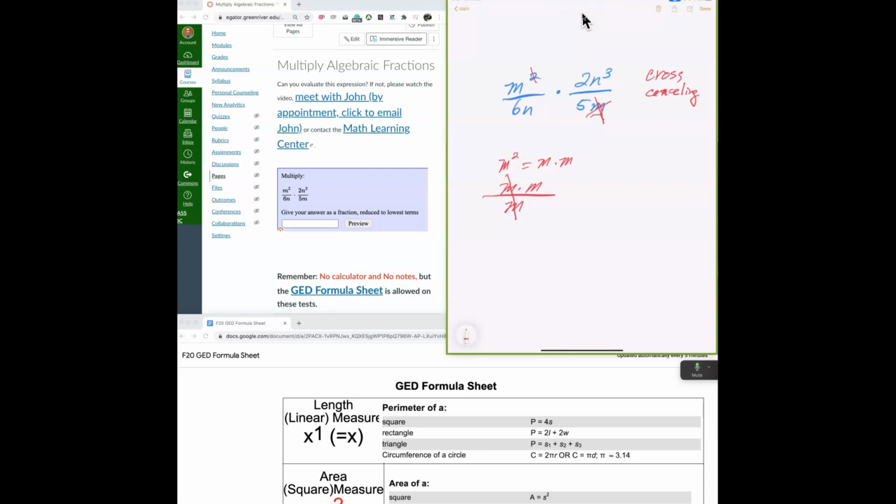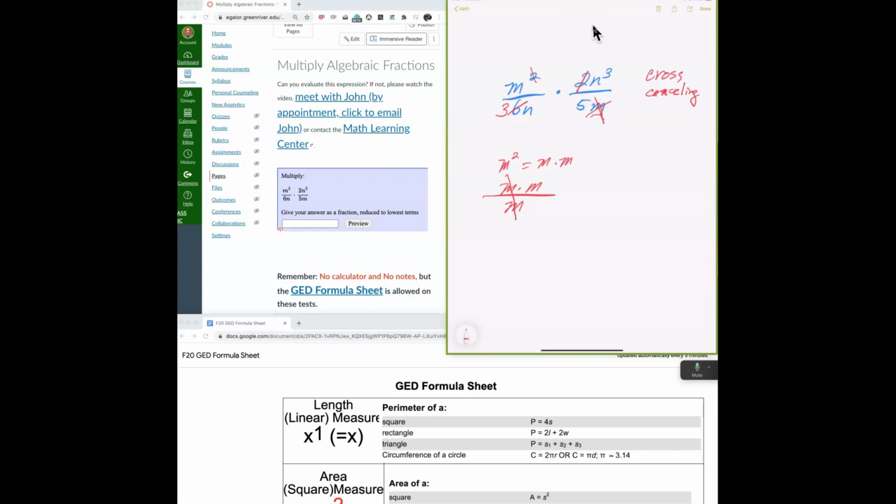So anyway, now we have m over 6n times 2n cubed over 5. And we have a 2 in the numerator on the fraction on the right and a 6 in the denominator on the left. So we can divide both of those by 2. 2 divided by 2 is 1, so we'll just cross out the 2, because we don't need to write 1n cubed. And if we divide the 6 by 2, we get 3. So now we have m over 3n times n cubed over 5.